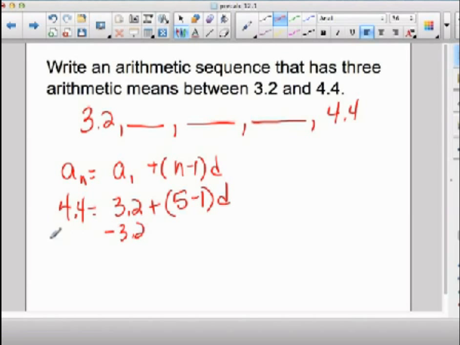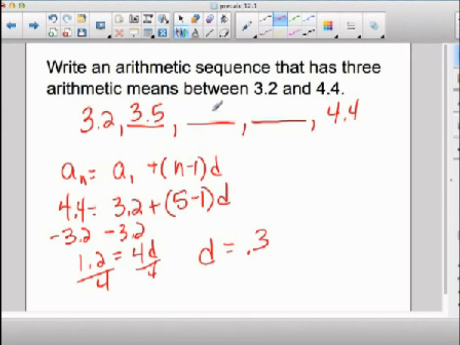Subtract 3.2. 1.2 is equal to 4d, and divide by 4. So d is equal to 0.3. Now I'll just add 0.3 onto 3.2, and I'll get 3.5. Add 0.3 and I get 3.8. Add 0.3 and I get 4.1. And those are the 3 arithmetic means in between 3.2 and 4.4.